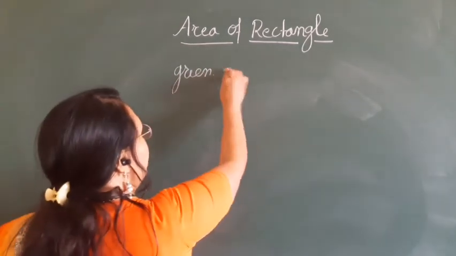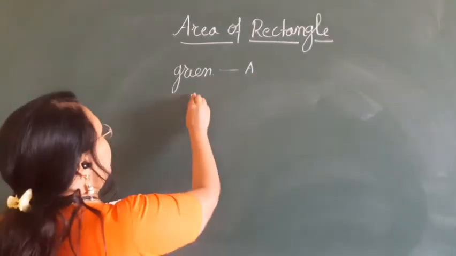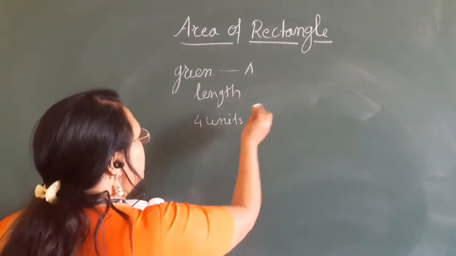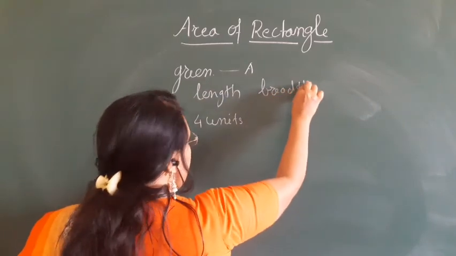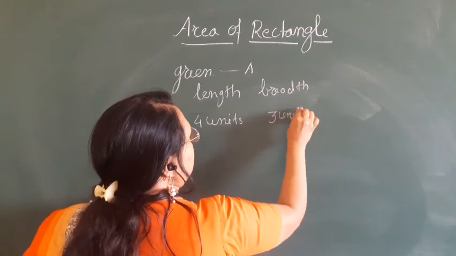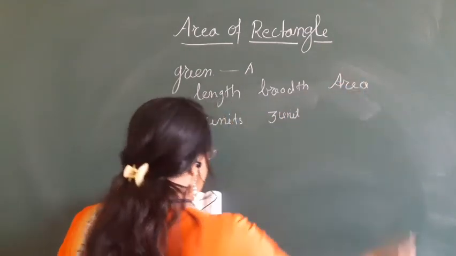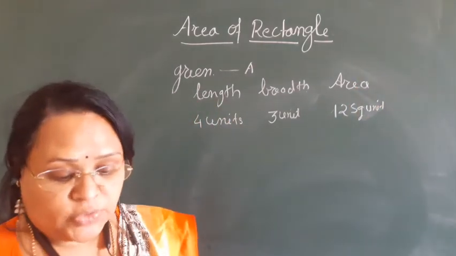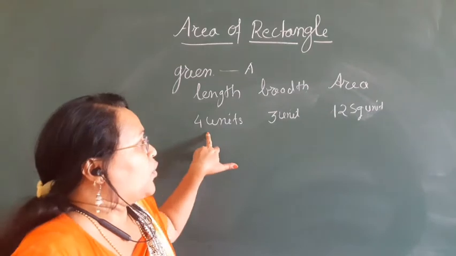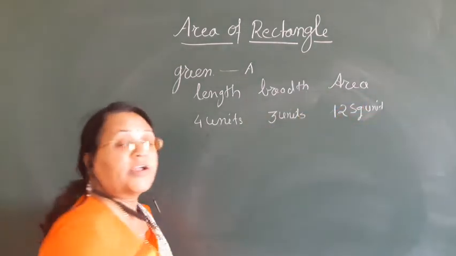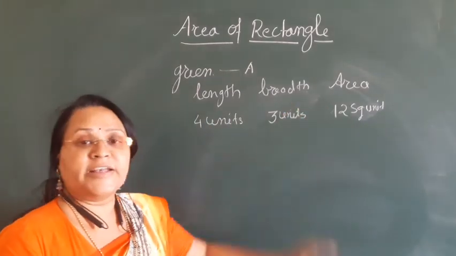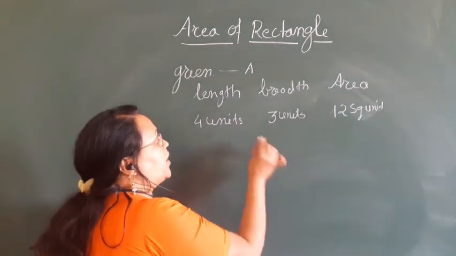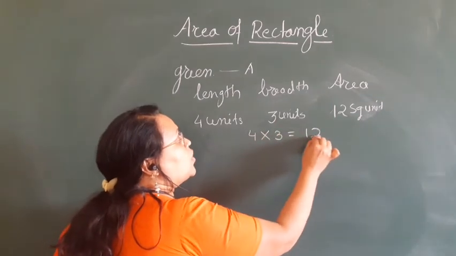Keep your book in front of you. Green color is given again as A. Length equals 4 units, breadth equals 3 units, and area is 12 square units. It means 4 multiplied by 3 equals 12.